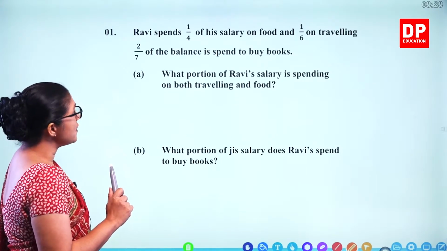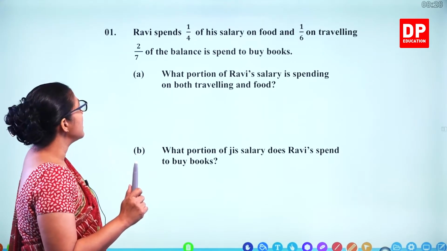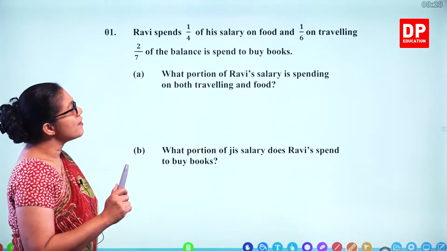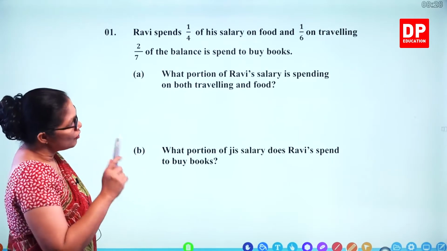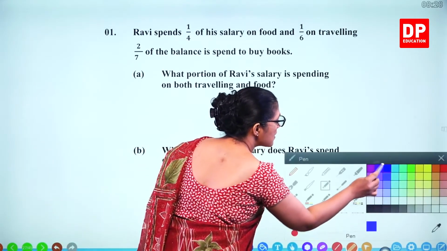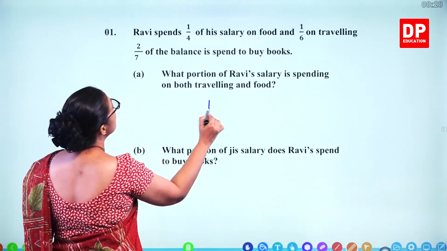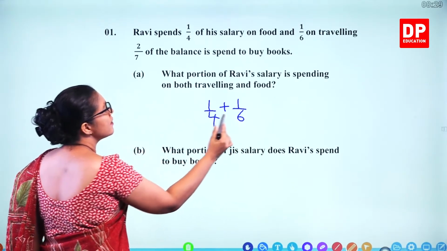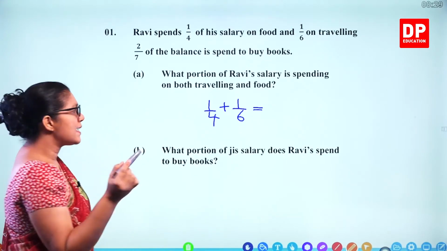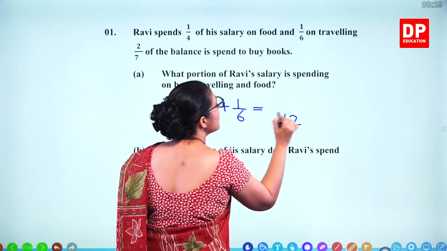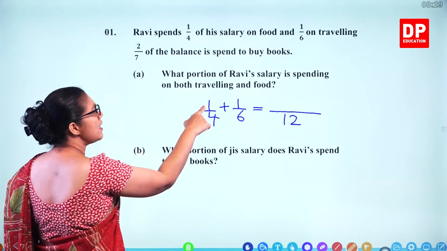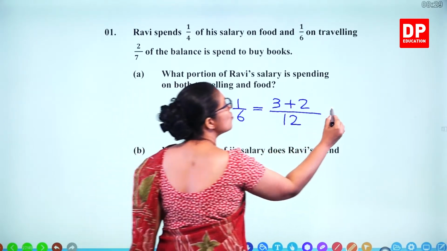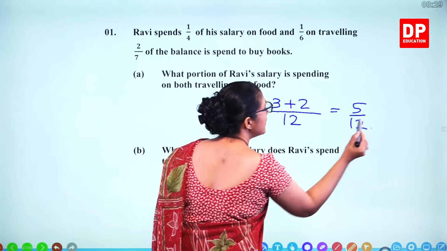Ravi spends 1/4 of his salary on food and 1/6 on traveling. 2/7 of the balance is spent to buy books. So what portion of Ravi's salary is spent on both traveling and food? You need to add the 2 fractions. You get 1/4 for food and 1/6 for traveling. What's the lowest common multiple of 4 and 6? That's 12. Convert to 12. This is 4 times 3, 3 times 1, 3. So this is multiplied by 2. So 3 plus 2, you get 5 over 12.